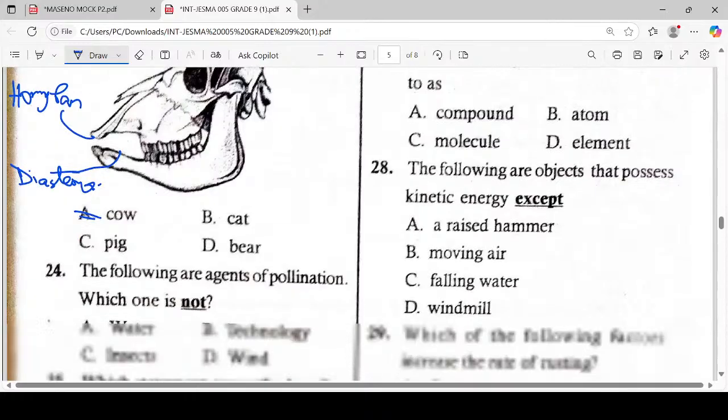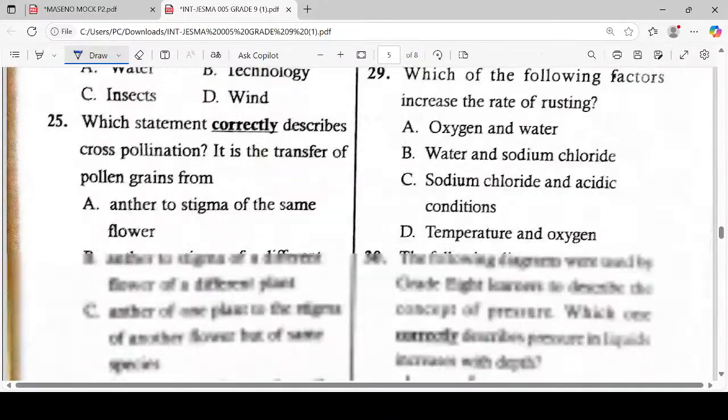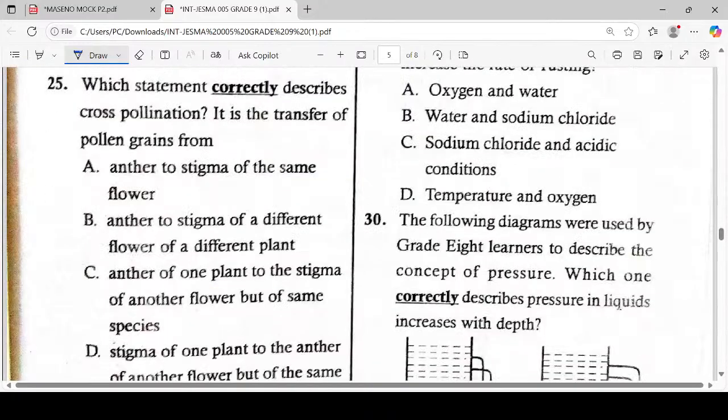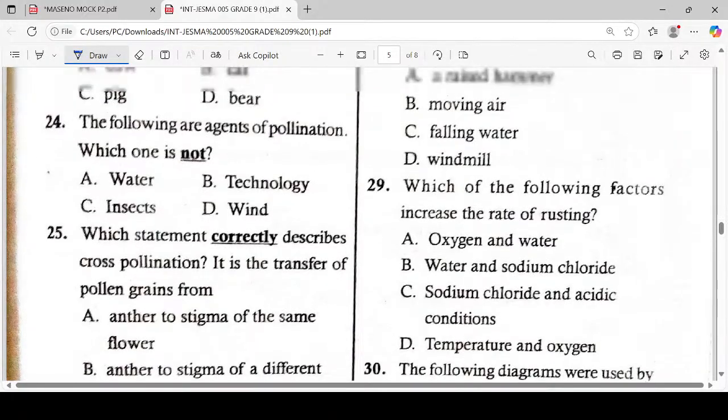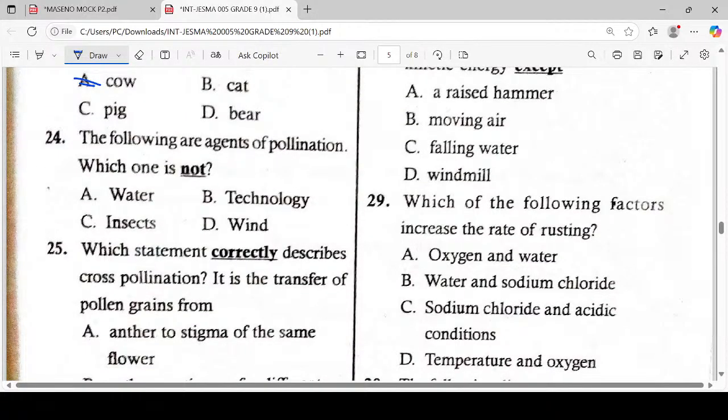Let's look at question number 24. The following are agents of pollination. Which one is not? Water. Yes, water is an agent. Insects, wind. Technology is not an agent of pollination. So the agents of pollination are water, insects, and wind.